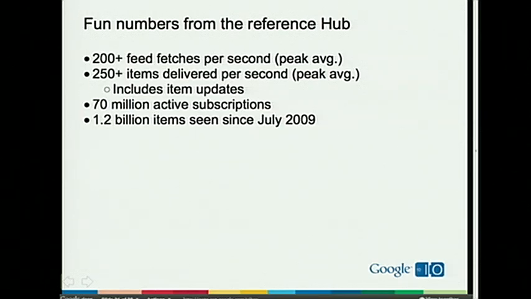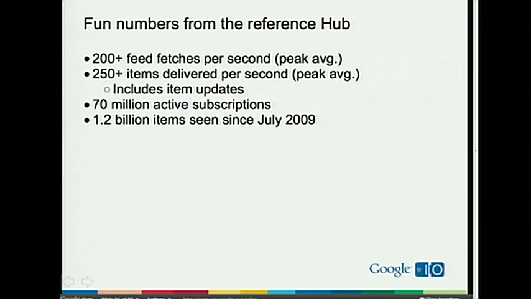So we're doing about 200 plus feed fetches per second. That's kind of our average peak. We're delivering 250 plus items per second. That's just items, not multiplied by the number of subscribers. It gets a lot larger if you do that. And we have 70 million active subscriptions. And we've delivered 1.2 billion items since July of last summer.